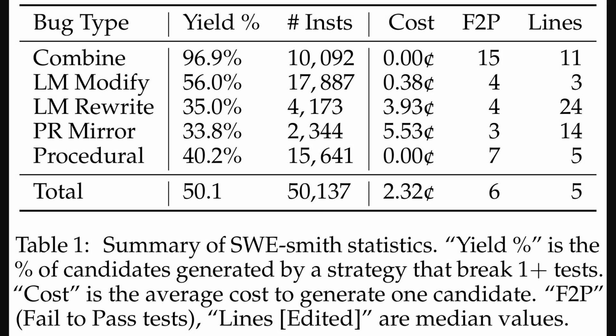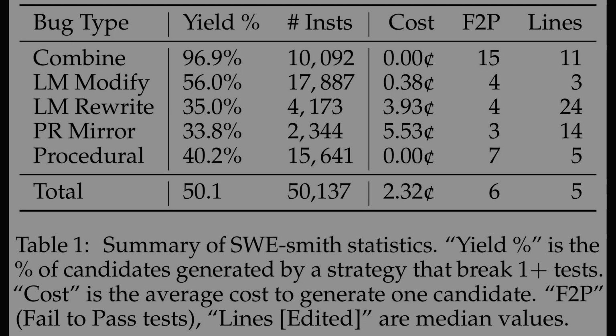So, looking at this table, we get a detailed breakdown of those task generation strategies. It shows the yield percentage, that is, how often a strategy successfully creates a task that breaks at least one test. It also lists the sheer number of instances, or individual tasks, and the cost to generate each one. For instance, the combine method is really efficient. In total, over 50,000 task instances were generated, showcasing the scale.